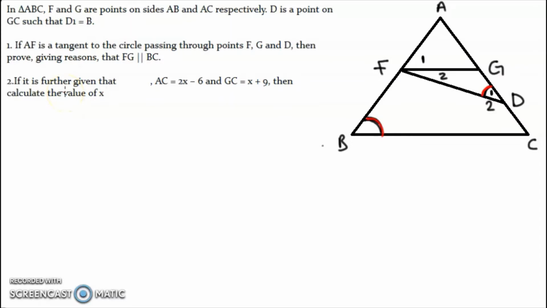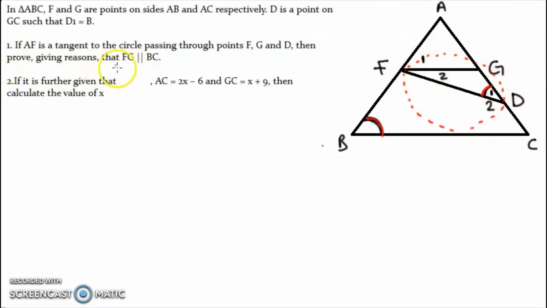The first question is asking us, they are saying if AF is a tangent to the circle passing through points F, G, and D, then prove, giving reasons, that FG is parallel to BC. So if AF, this line here, is a tangent to the circle passing through F, G, D, it has to be outside and it touches the circle at one point. The circle has to be passing through F, G and D. That circle would look something like this. This would be the circle.